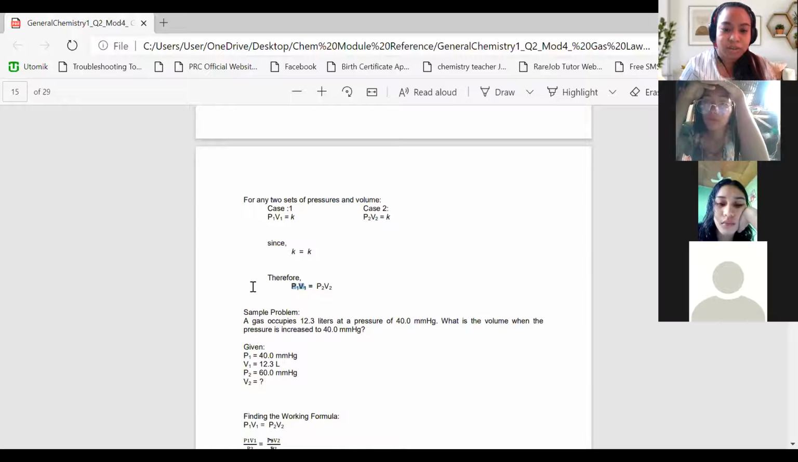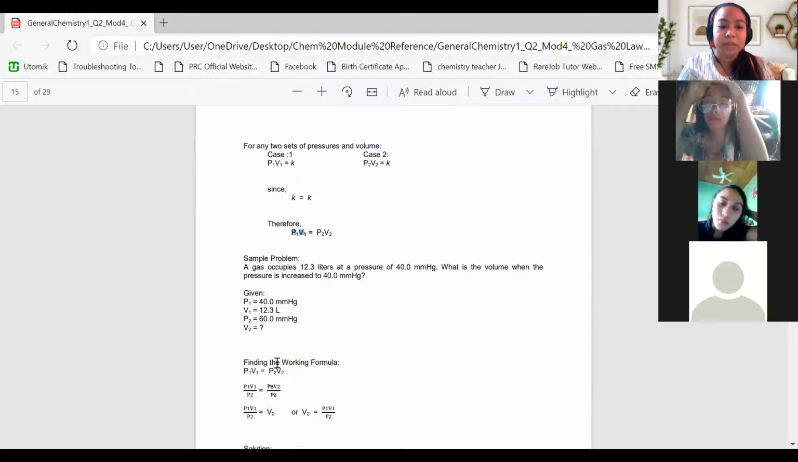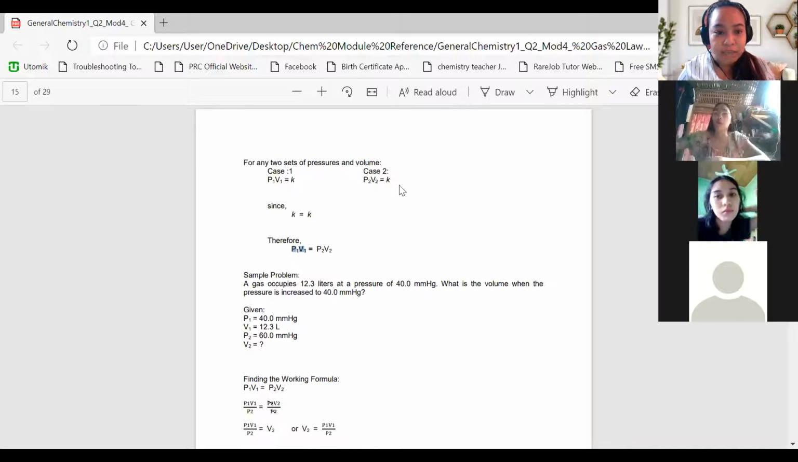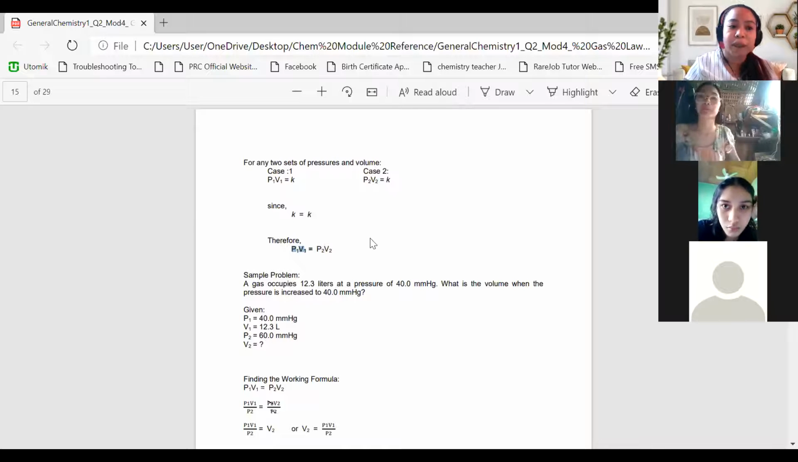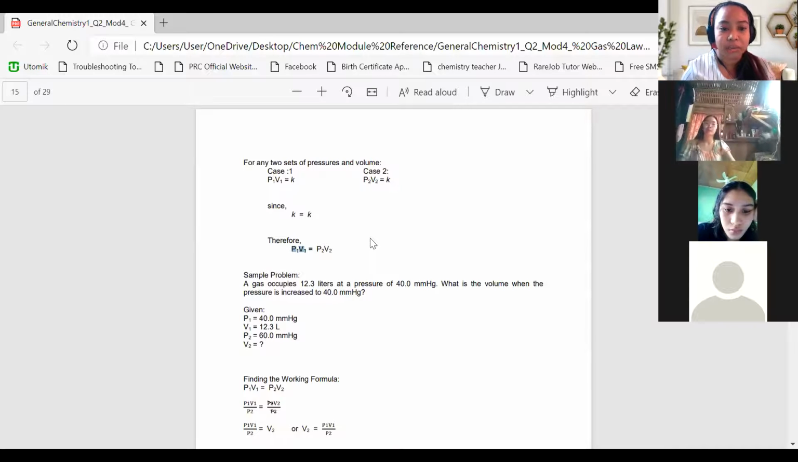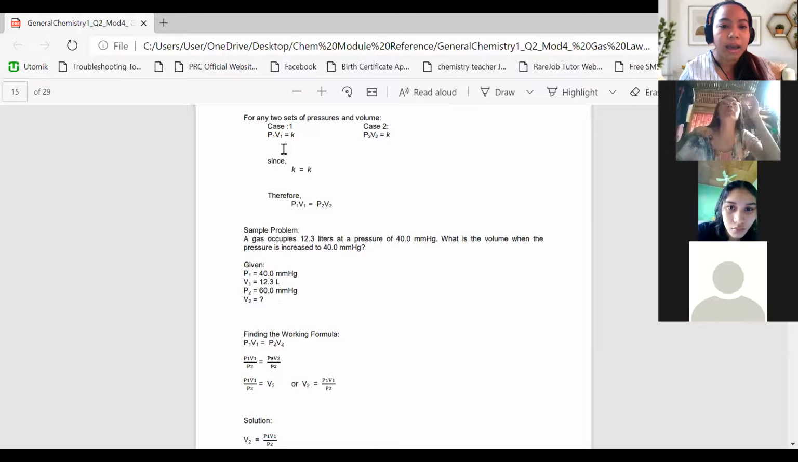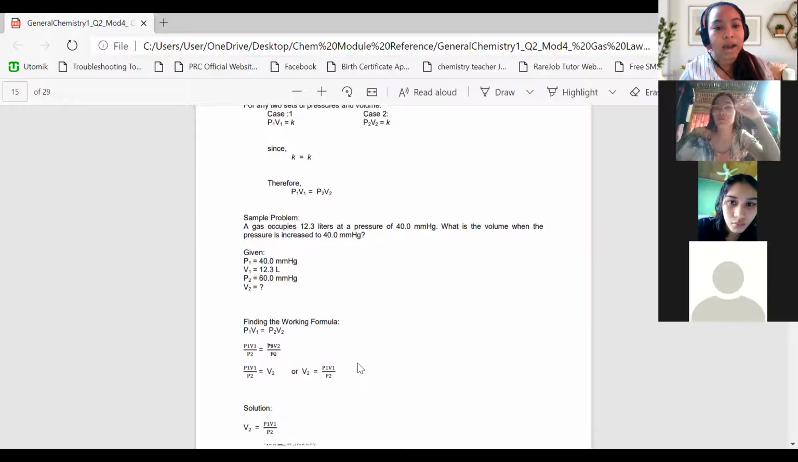Walay change. So say for the purpose why we have the first case and the second case is just to compare if there is really an increase or decrease of any of its properties. Or it could be either the pressure increases or the volume increases or there's a decrease in the pressure or decrease in the volume. Mao na kay case 1 and case 2. In times nga imong i-change ang isa ka property.